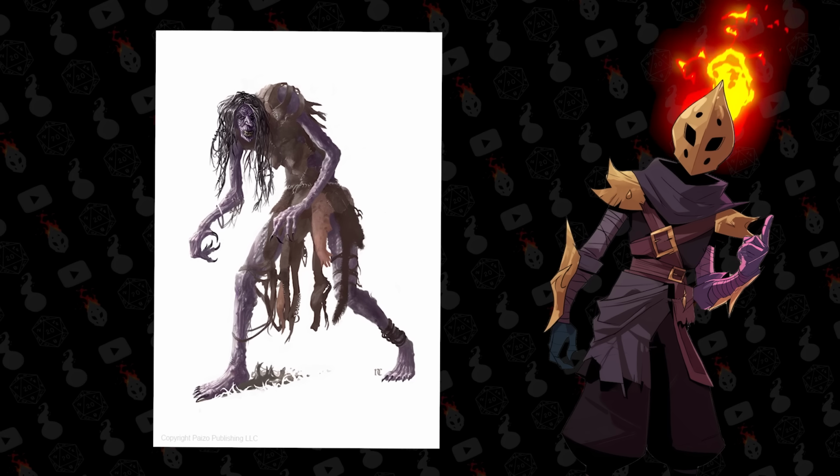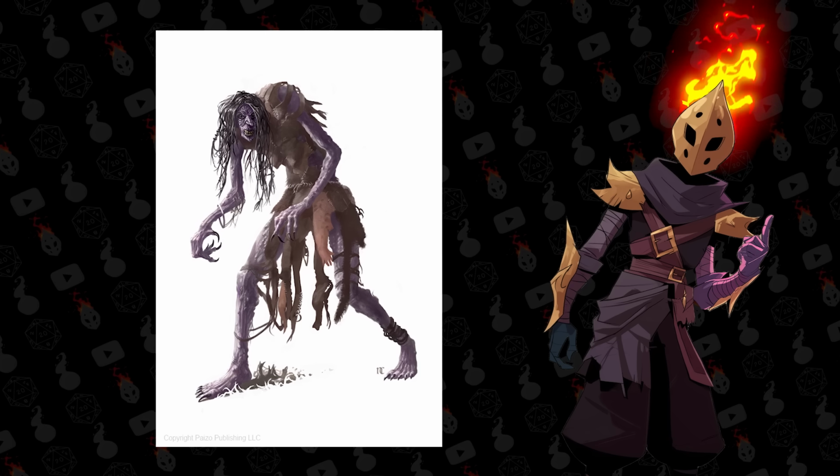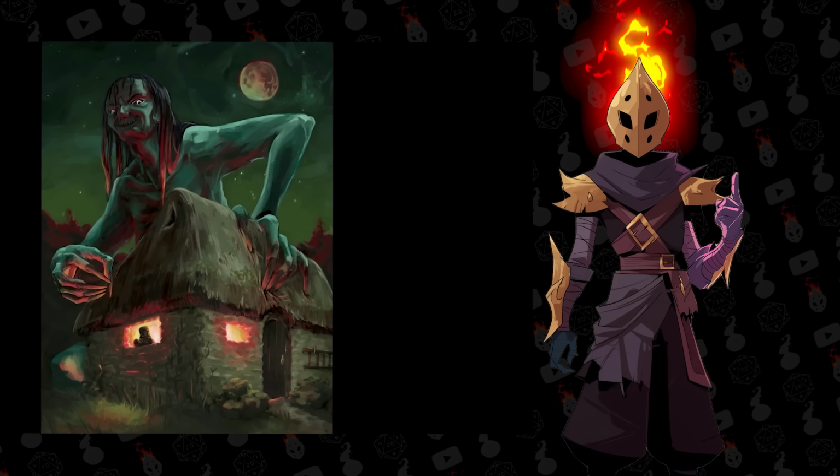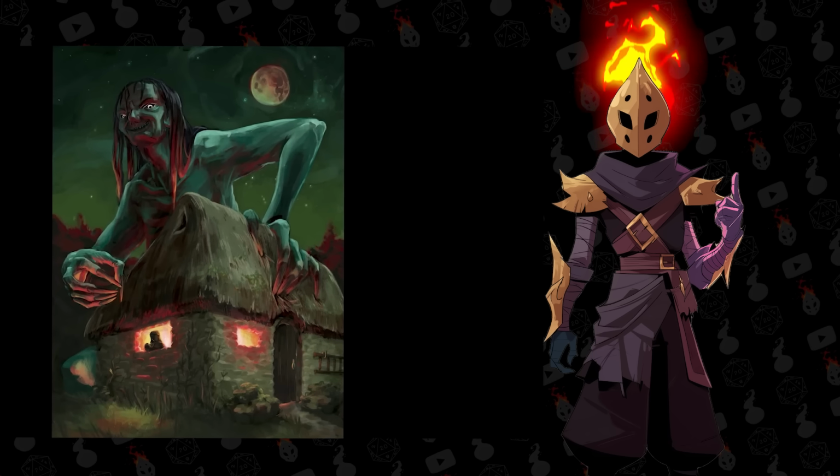And this is exactly where the Annis hag in 5e draws its flavour. That raw and visceral childhood terror of something ancient and hungry that's lurking in the dark. It's some good stuff.